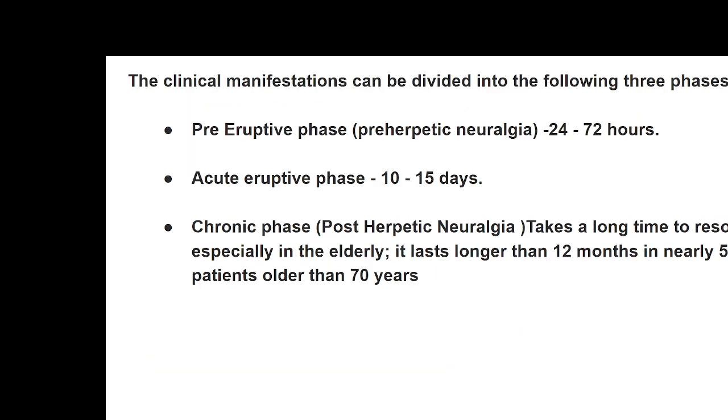The clinical manifestation of herpes could be in three stages: the pre-eruptive phase or pre-herpetic neuralgia, which lasts for about 24 to 72 hours; then the acute eruptive phase, which lasts for about 10 to 15 days; and a chronic phase or post-herpetic neuralgia, which takes a very long time to resolve, particularly in the elderly. It lasts longer than 12 months in nearly 50% of patients older than 70 years.